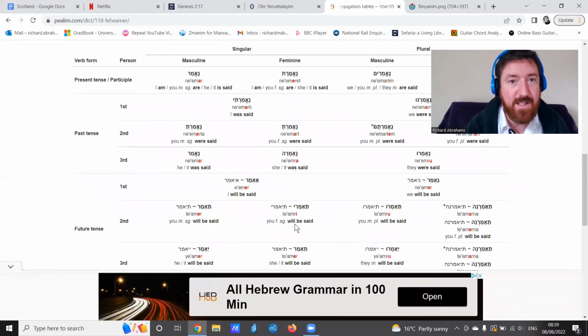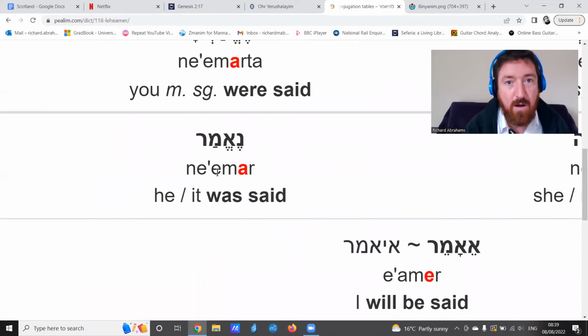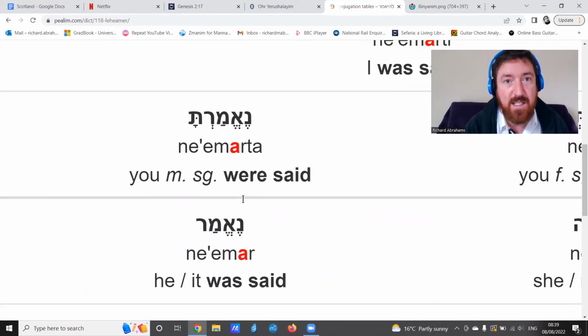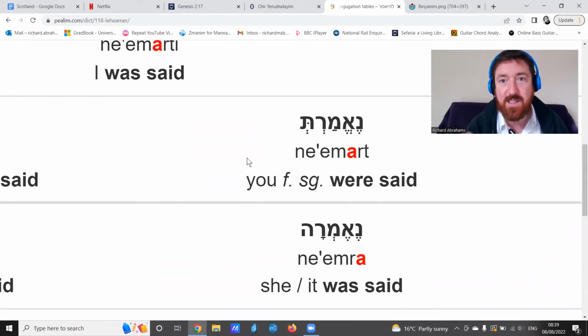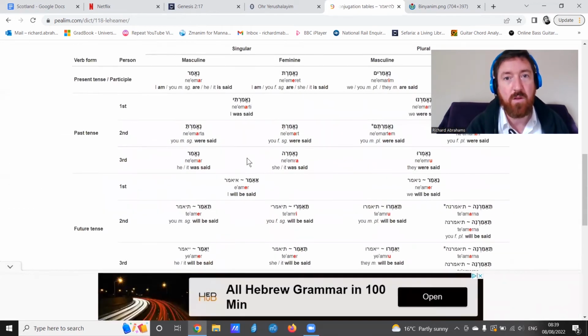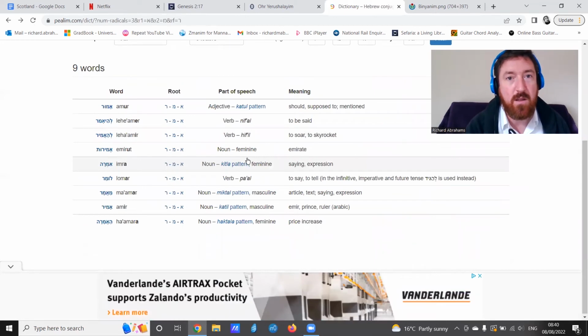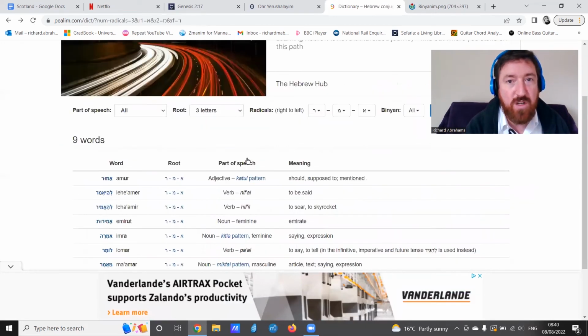Okay, so the root is ne'emar, and then what if it's "you did it"? Ata ne'emarta. And at ne'emart. This is the pattern we're learning. So that means you can take any root and you can predict.